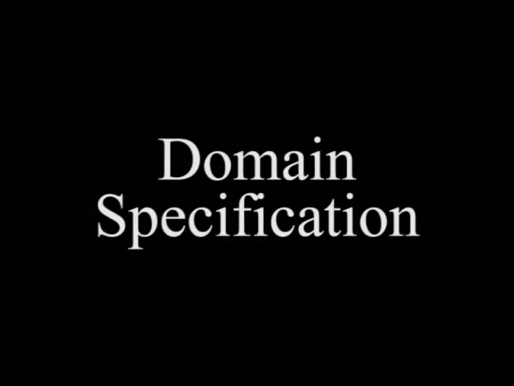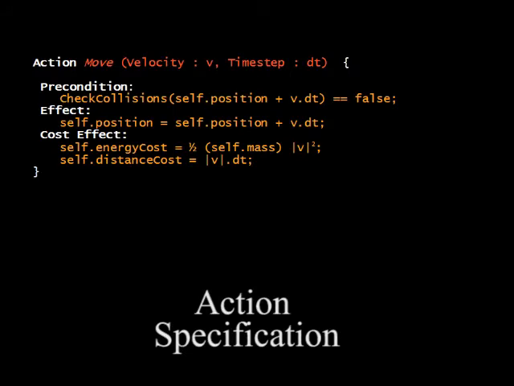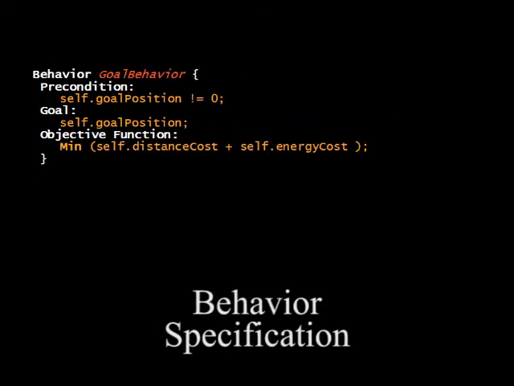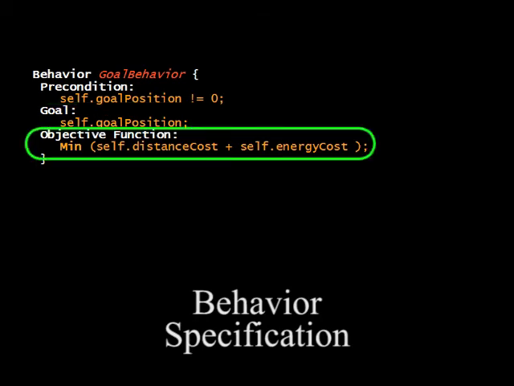Specification begins by defining the state space, action space, and behaviors for actors in the scenario. Actions, such as a move action, are defined by specifying when the action is possible, the effect of the action, and the cost of executing the action. Behaviors define the goal and optimization criteria for an actor.